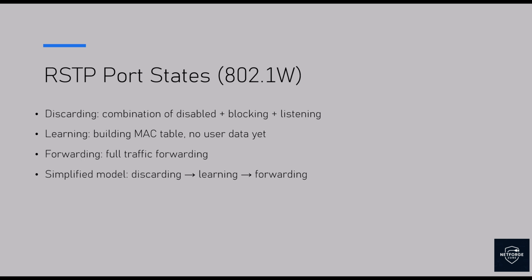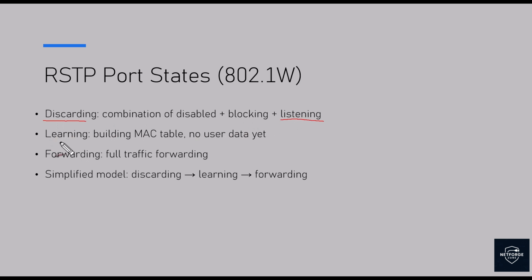Still, some of the rules apply, but now instead of 5 different port states, we have 3 different port states. The first one is discarding, sorry. Discarding is a combination of disabled, blocking, and listening. Essentially, what we have here is the port is not doing anything other than listening to make sure that we don't have any kind of a loop in the network.